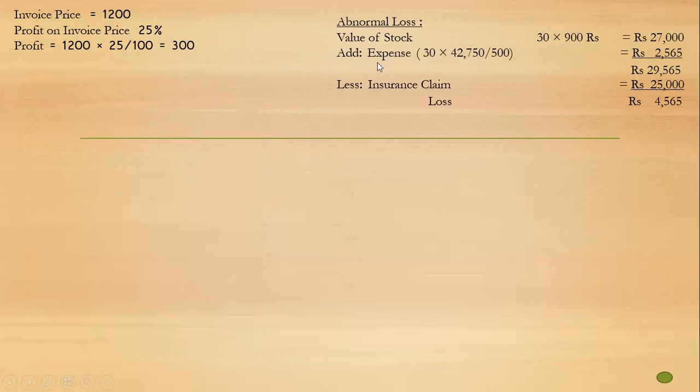We have to add the expenses for the 30 radios. 30 into 42,750 divided by 500 is 2,565. If we add this to 27,000, we get 29,565. The insurance company has approved the claim of 25,000, so we will deduct the 25,000 from the amount and we get 4,565. That is our loss.